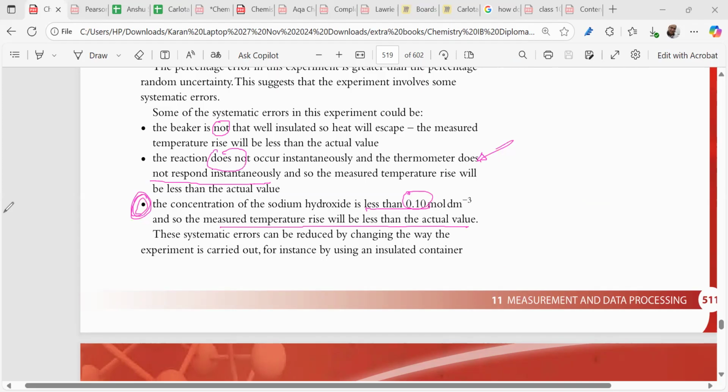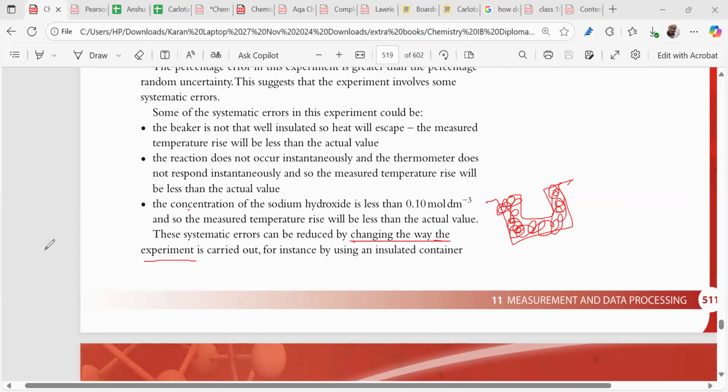Systematic errors can be eliminated by what? What are the ways by which you can eliminate these errors? We can eliminate them by changing the way of the experiment. We have taken the beaker, so we put it in another beaker where we put glass wool. That's the way we are trying to change it. Is it clear? This is very important for us to know.